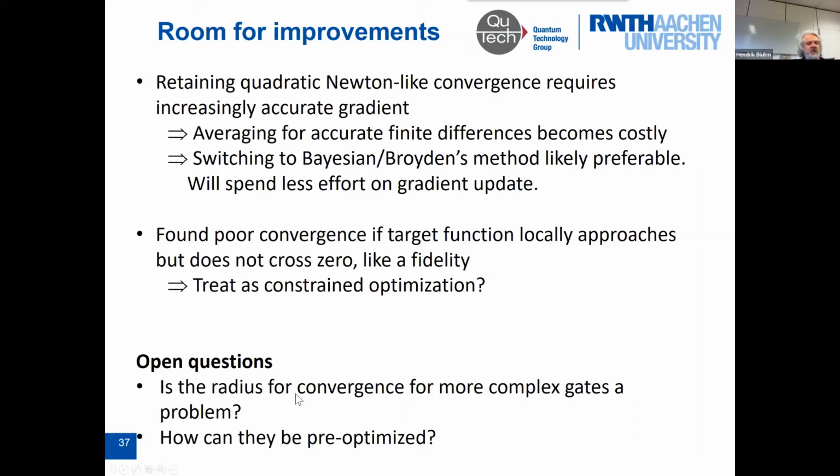Also, what I wonder about is if one has more complex gates, if the radius of convergence can be a problem, that it becomes too sensitive, and if perhaps gates can be pre-optimized on the experiment to roughly get into the right region and then do this fine-tuning.